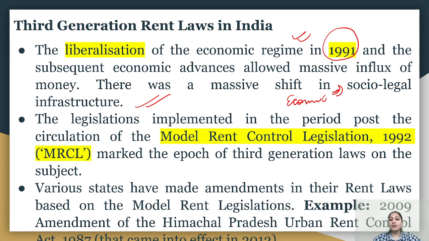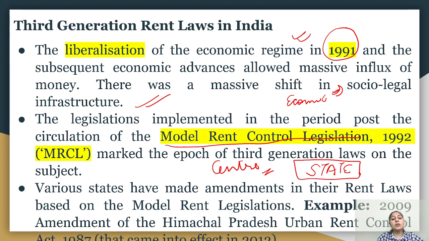So that is why the legislations that were implemented in the period post this liberalization were the model rent control legislations of 1992, marked by the epoch of third generation laws on this subject. So ये जो model rent control legislation है, it is given by the center. तो center provides the same, लेकिन हमें ये जानना बहुत जरूरी है that ये जो rent matters हैं, they come under the state. तो अब it was up to the states whether they wanted to implement these model rent acts or they wanted to make some changes in their own acts. So the states were given this liberty.